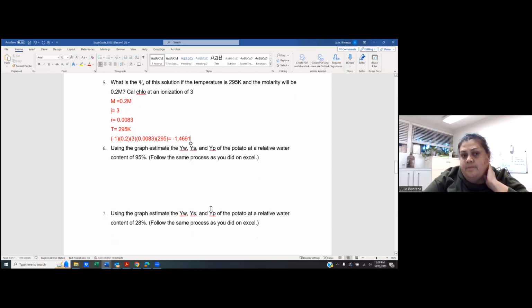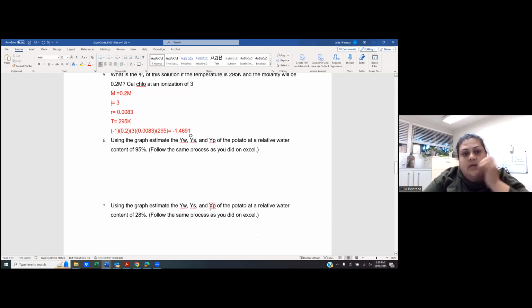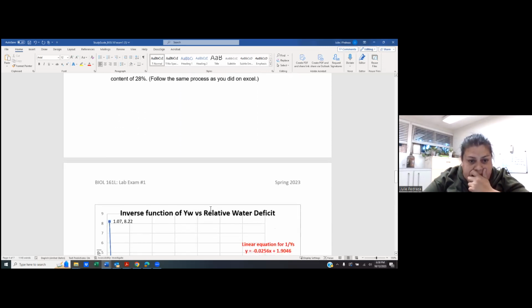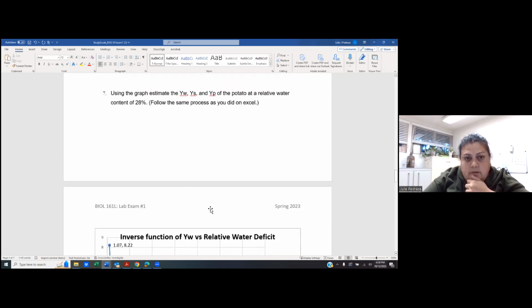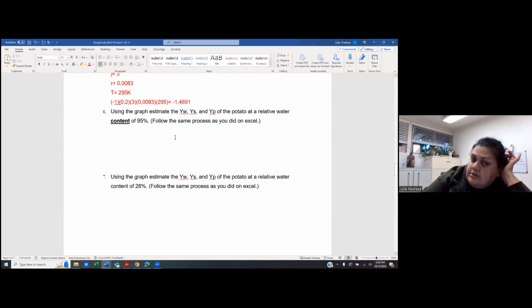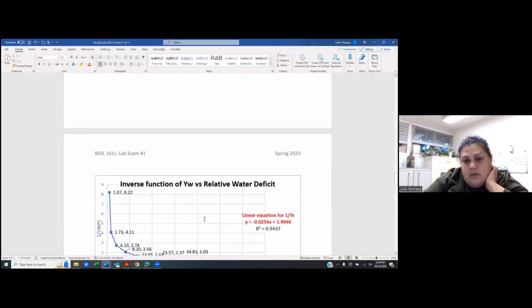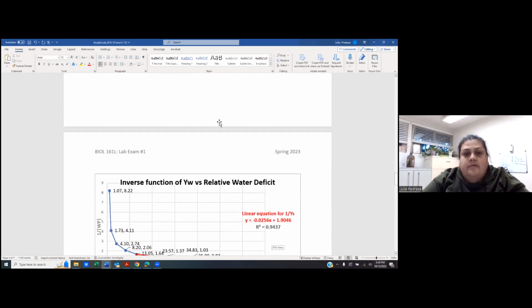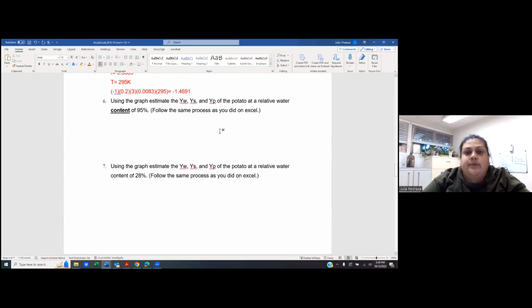Anybody else? Good. Okay. So it says using the graph. This would be the graph. It said estimate psi W, psi S, and psi P of the potato at a relative water content at 95%. Okay. So what are we doing? What do we need first?